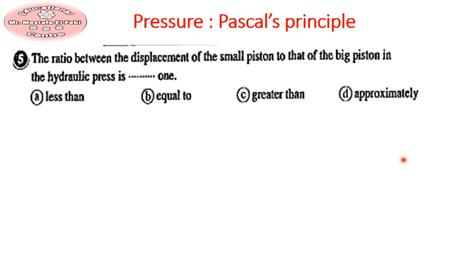The ratio between the displacement of the small piston to that of the big piston in the hydraulic press: the distance moved by the small piston is more than the distance moved by the large piston, so the ratio is greater than 1.